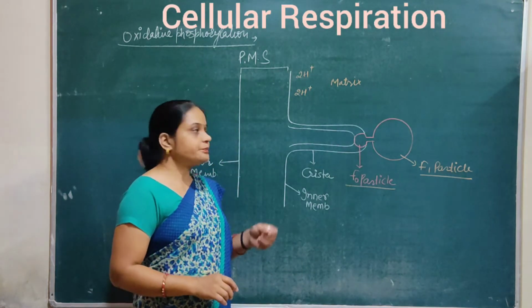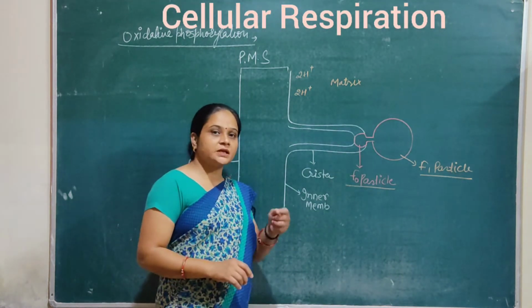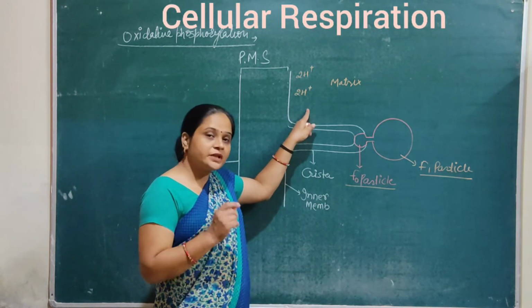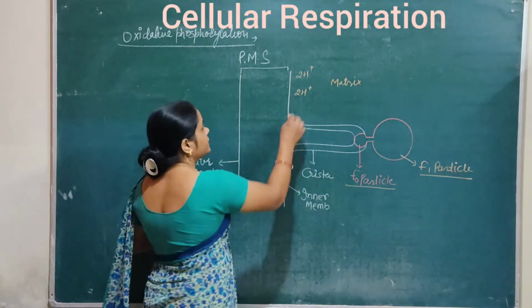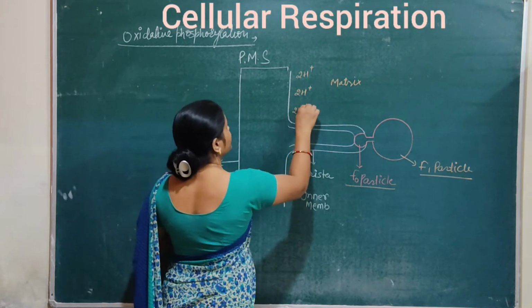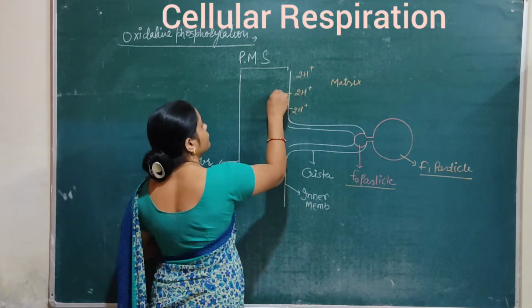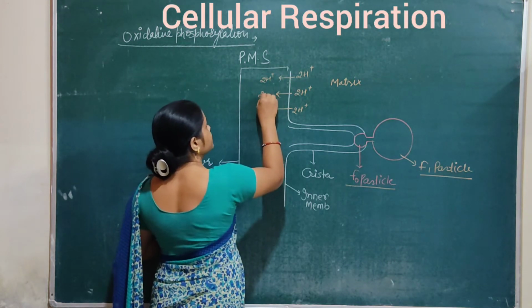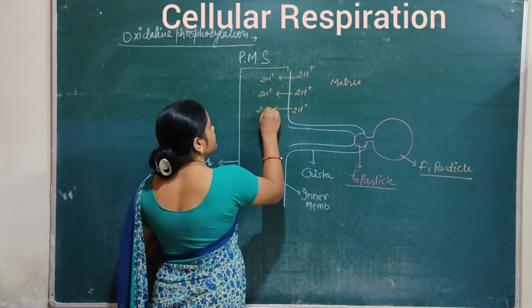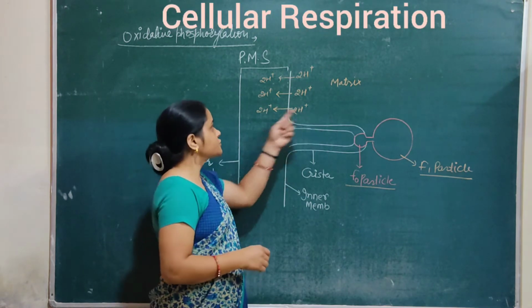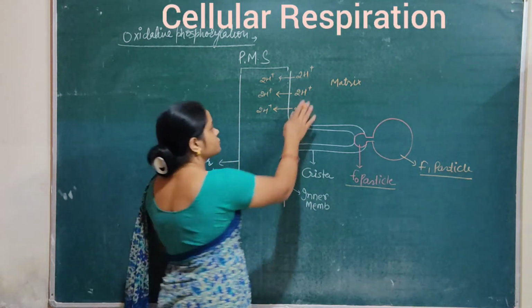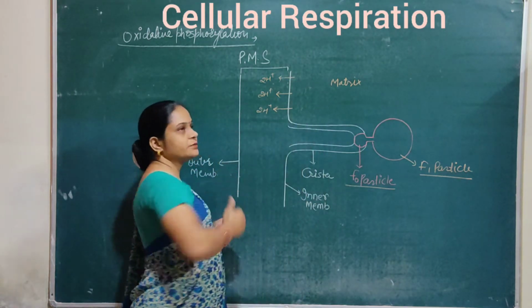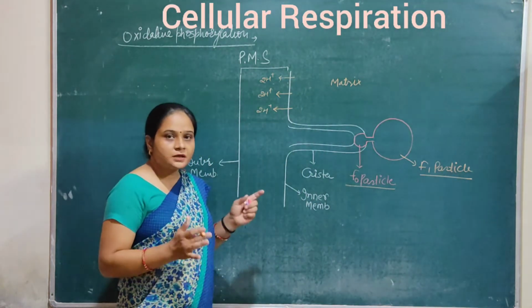In the last video, in the electron transport chain, we saw that 3 pairs of protons, 2H positive, are transported from the matrix to the perimitochondrial space. This is 2H positive coming from the matrix to the perimitochondrial space. So we can draw them because they are transported from the matrix to the perimitochondrial space.